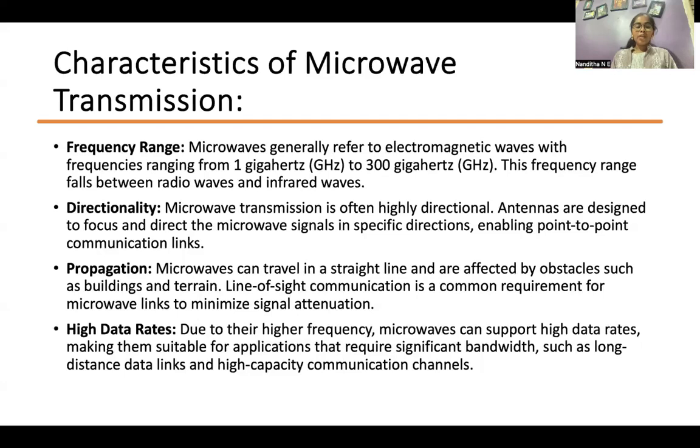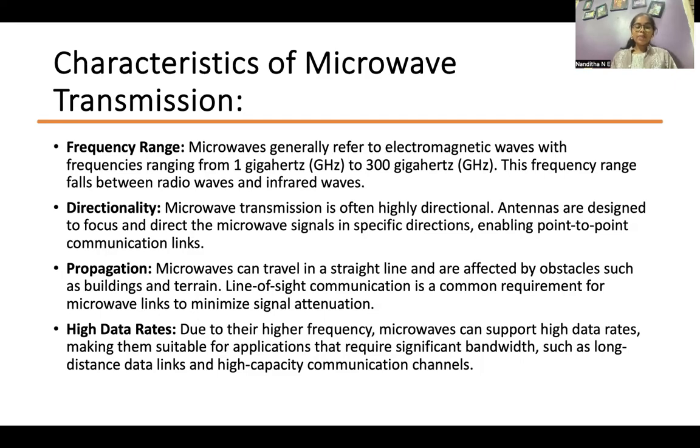Directionality. Microwave transmission is often highly directional. Antennas are designed to focus and direct the microwaves in a specific direction, enabling point-to-point communication links. Propagation. Microwaves travel in straight lines and are affected by obstacles such as buildings and terrain. Line of sight communication is a common requirement for microwave links to minimize signal attenuation.